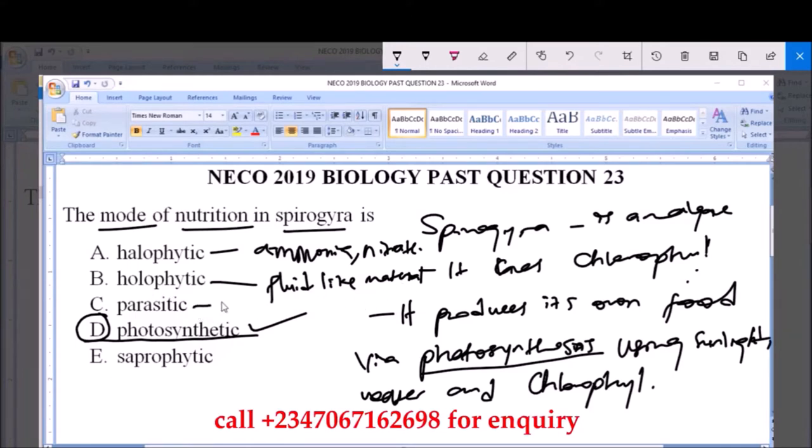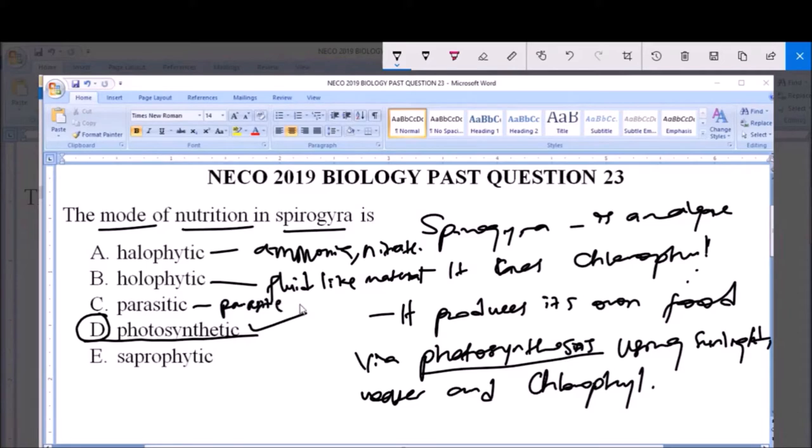Then the parasitic mode of nutrition is the type exhibited by a parasite. You know, parasites live on the body of their host and feed on the host. We refer to that as a parasitic mode of nutrition. Then the saprophytic mode of nutrition is where the organism feeds on decayed materials. That's what we call saprophytic.